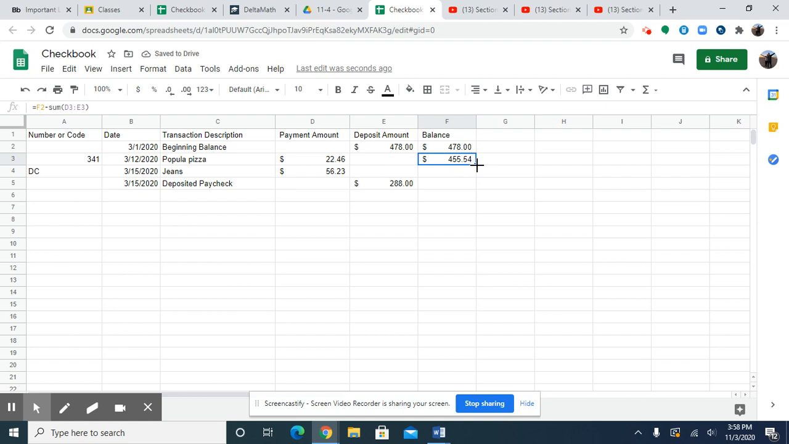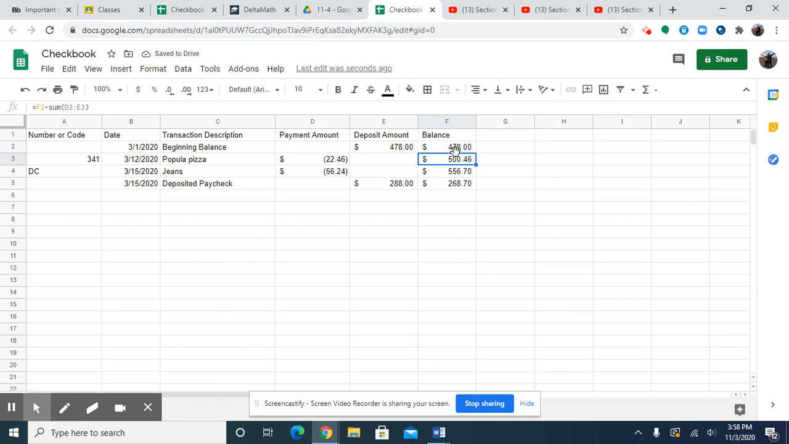So what we're going to do at the end is drag this down. And as you can see, it's something that I didn't do here. There we go. So what we're going to do is put our payments as negatives. I forgot to do that. So I'm going to put negative 22.46, negative 56.24.